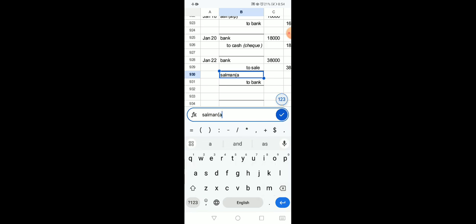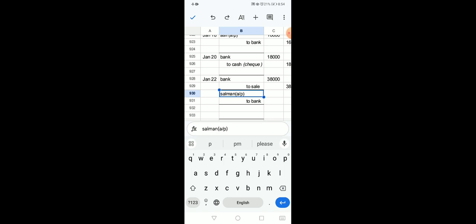Though he was your account payable, and account payables are liabilities, and liabilities are supposed to be mentioned on the credit side, why are we writing Salman on the debit side? Because we had paid. After payment, he is no more an account payable. Liability decreased. A decrease in liability should be mentioned on the debit side. So you have written Salman on the debit side.